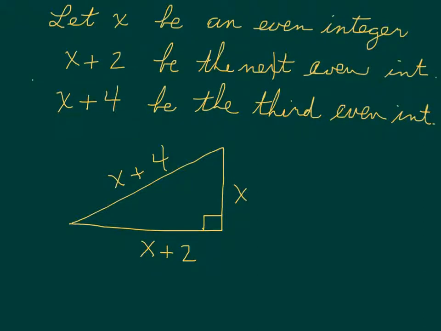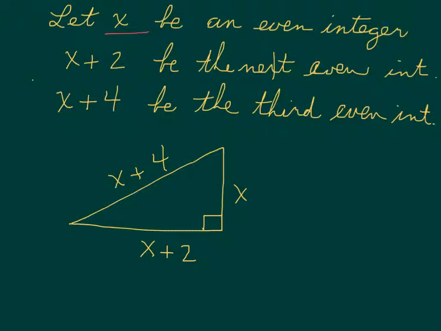Okay, so in this problem we are told that the lengths of the sides of a right triangle are consecutive even integers. Well, what we have to understand is what consecutive even integers means. So if x is any even integer, and that's our starting place here, we're just going to call the first of these integers x. If x is an even integer, then how do we get to the next even integer? Well, x plus 2.